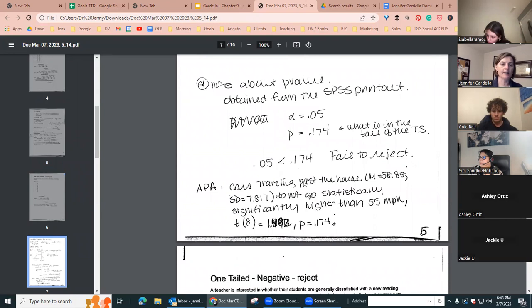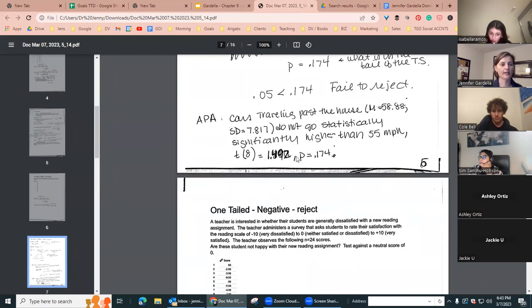And here's how you would write this up for APA. Remember, I will turn into a pretty big stickler about the context of the problem. So while you can cheat this and write something incredibly small and simple, the proper way is to include your research into the APA write-up. Cars traveling past the house, mean equals 58.88 with a standard deviation, are not statistically significantly higher than 55 miles per hour. Our T calculated was 1.492, our p-value 0.174.